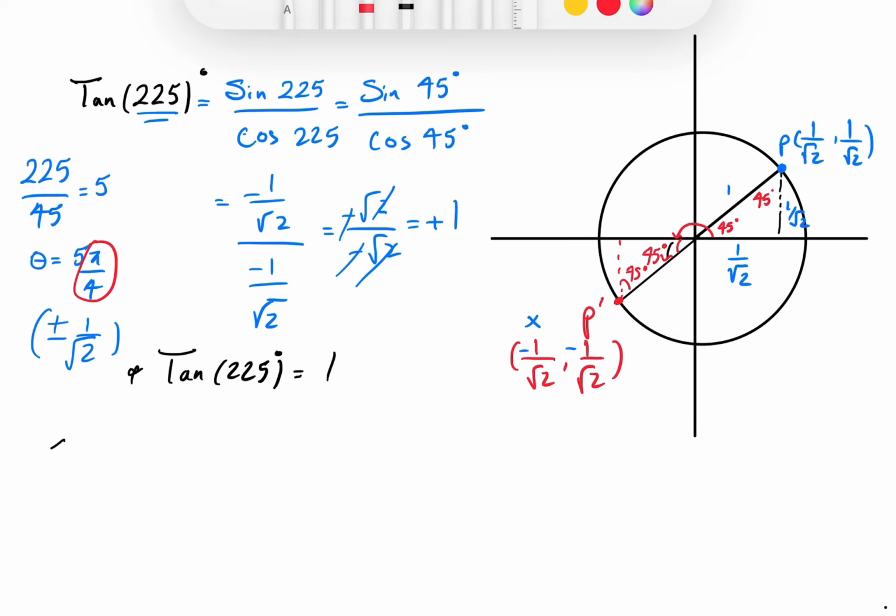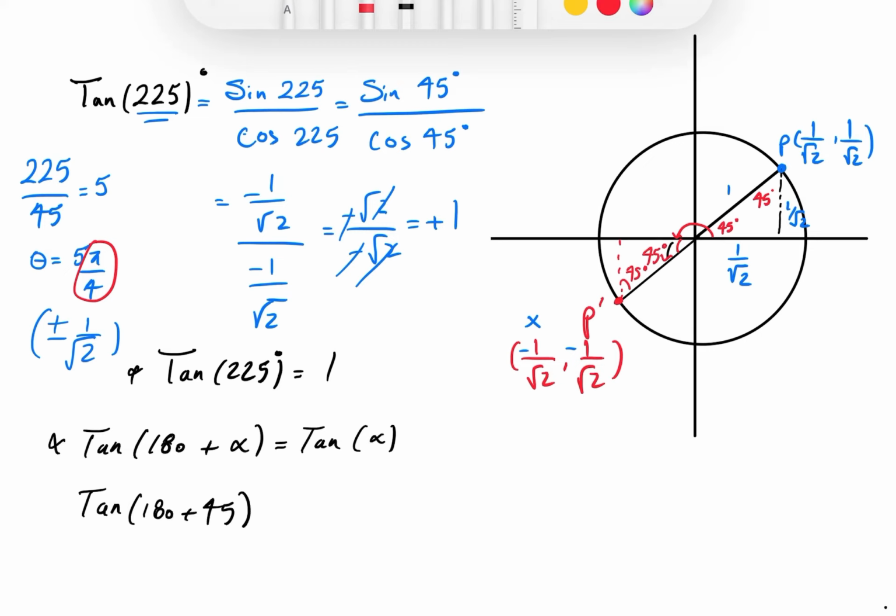Also, from our formulas, we can assume that the tangent of 180 plus an angle alpha, or x, is equal to the tangent of alpha. So to get to 225 from 180, we need 45 degrees. So 180 plus 45 degrees, which is 225, means the tangent of 225 is equal to the tangent of 45 degrees, which is equal to 1.